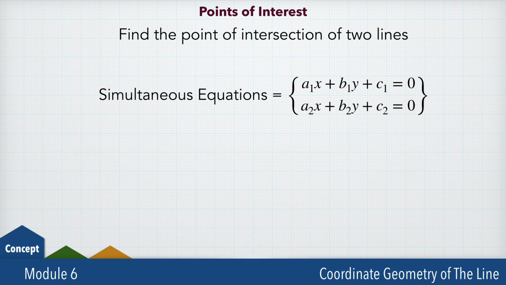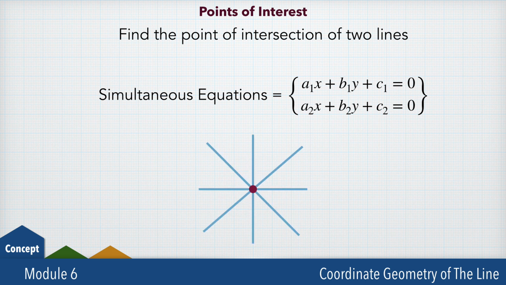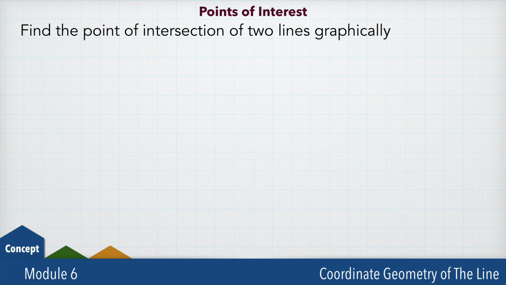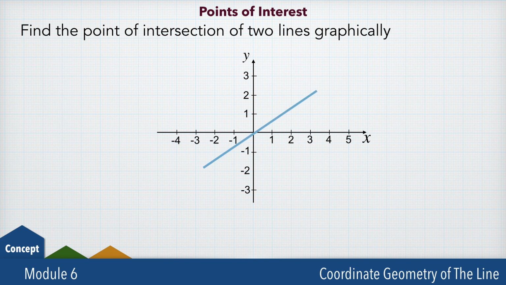Linear simultaneous equations are a set of equations for which there is one coordinate that satisfies all the equations simultaneously. The coordinate is the point of intersection of the lines, and it can be found either graphically or algebraically. The graphical method involves plotting the lines on a coordinate diagram and reading the coordinate of the point of intersection from the graph.